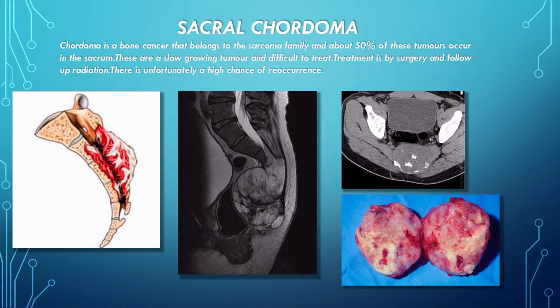Sacral chordoma. Chordoma is a bone cancer that belongs to the sarcoma family, and about 50% of these tumours occur in the sacrum. They are slow-growing tumours and difficult to treat. Treatment is by surgery and follow-up radiation. There is unfortunately a high chance of recurrence of these tumours. Here we have 4 pictures showing the extent of invasion of chordoma and an actual surgical example.